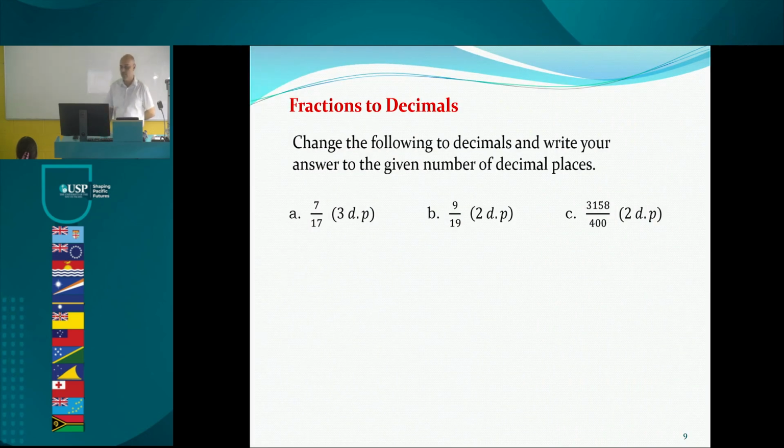Fractions to decimals. How do we change the following to decimals? And you're supposed to write your answer to the given number of decimal places. So first one, 7 divide 17. Again, we pick up the calculator. 7 divide 17, press equals.